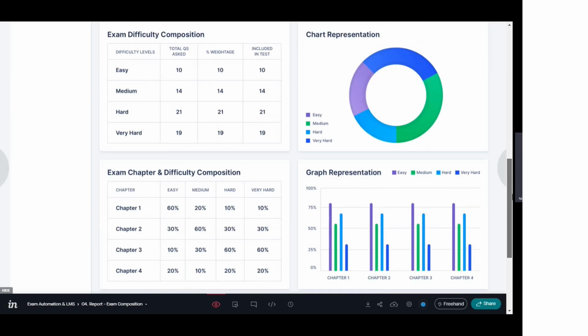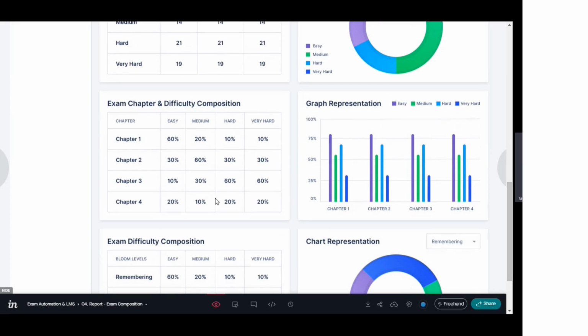The next part is a combination of chapter wise and difficulty level. Here you can see the chapters list, chapter 1, 2, 3 and 4, and the different questions on easy, medium, hard, and very hard, and the respective percentage of these questions put into the examination. This helps to get a glimpse that the overall results in the examination are strongly contributed to by these percentages.